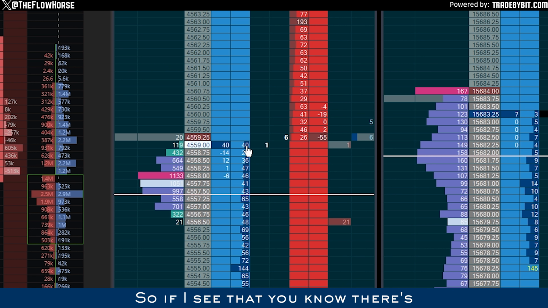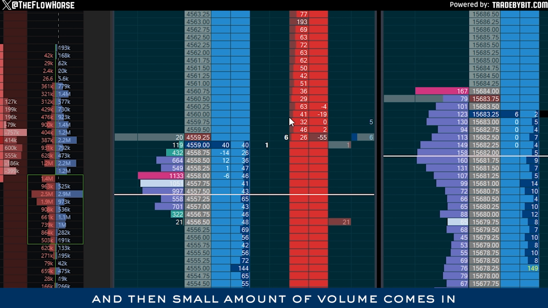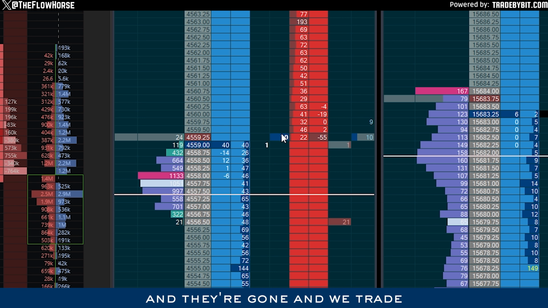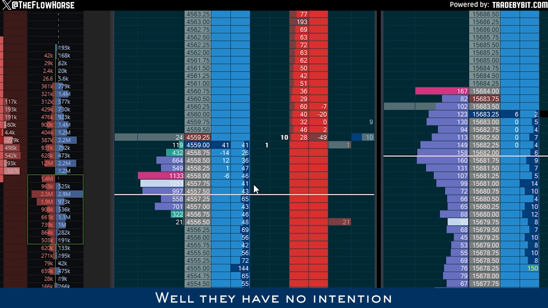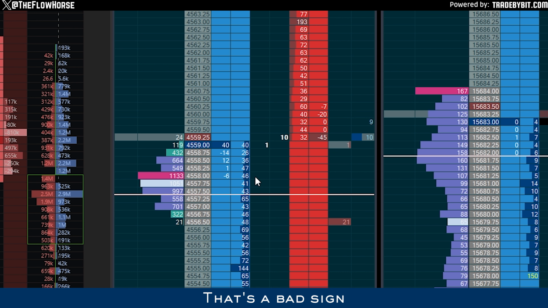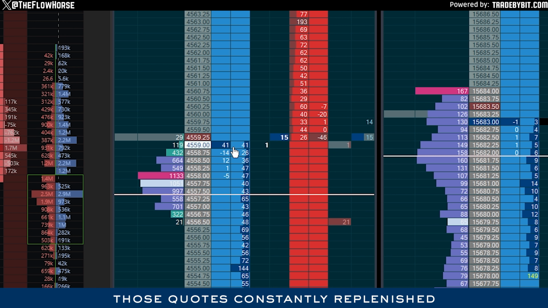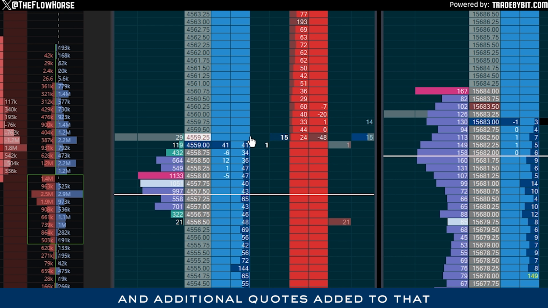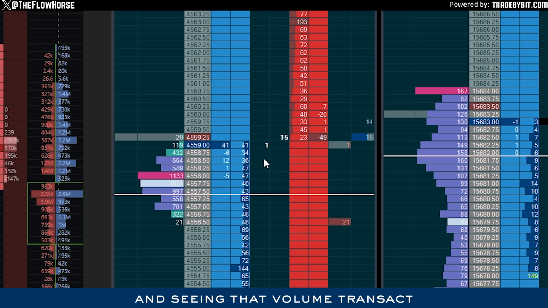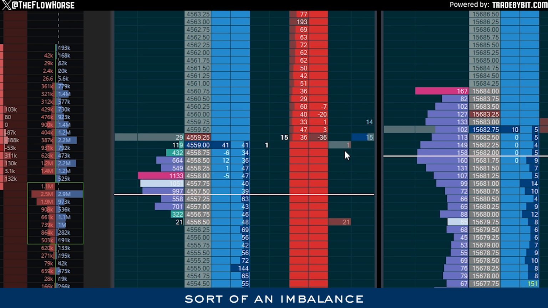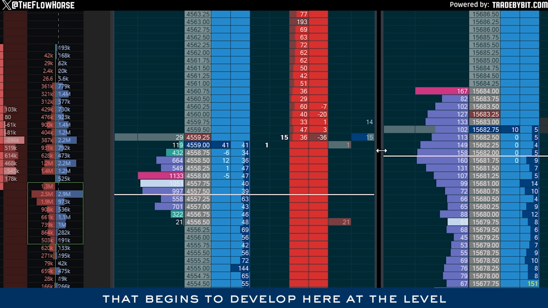So if I see that there are large orders in the bid, and then a small amount of volume comes in and they're gone and we trade, let's say there's 500 contracts down to 58 and then 5 lots trade and we're moving lower. Well, they have no intention of getting filled, right? That's a bad sign. Ideally, we would want to see those quotes constantly replenished and additional quotes added to that, and seeing that volume transact. And then again, you would ideally see an imbalance on the profile that begins to develop here at the level.